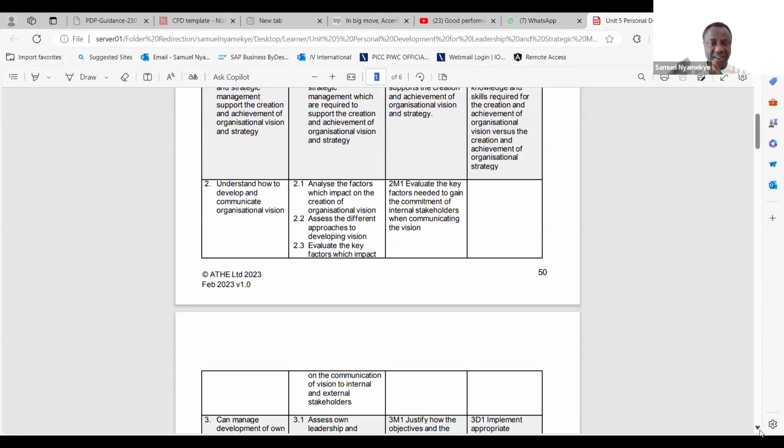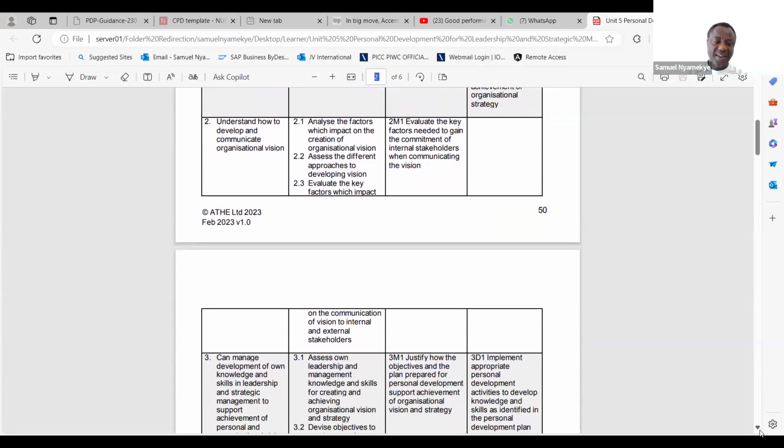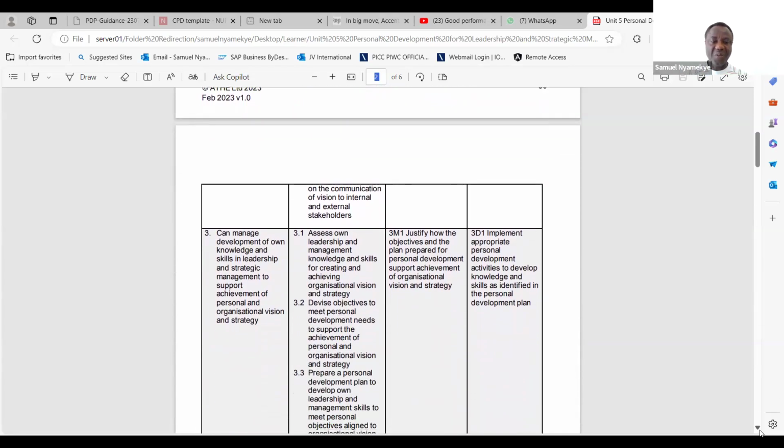Then we also looked at understanding how to develop and communicate these visions for the organization. You can analyze, then you can evaluate. Then we've also looked at how we can manage our own knowledge and skills in strategic management to support the achievement. Here too, you can assess, devise, prepare, then justify and implement.